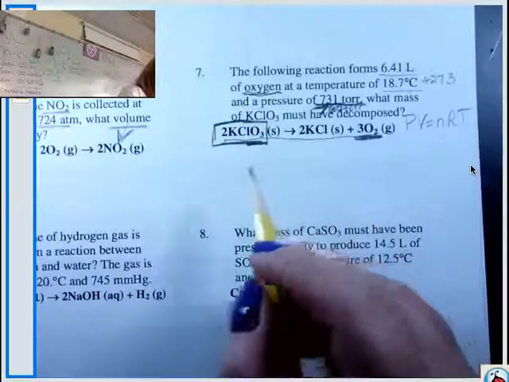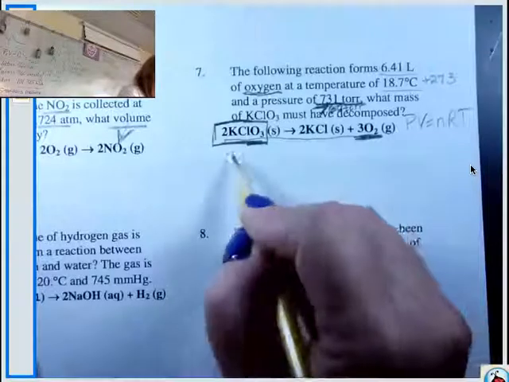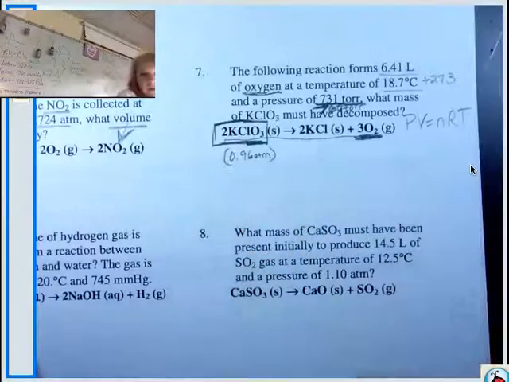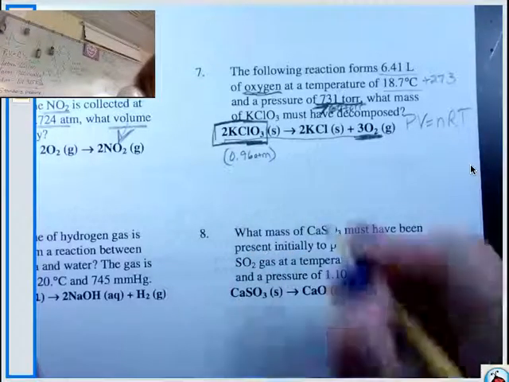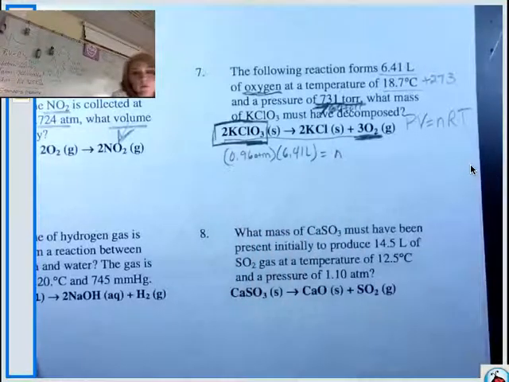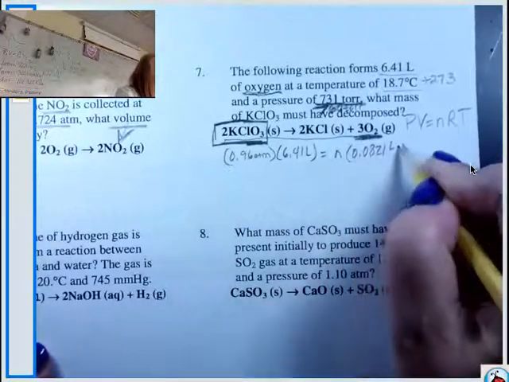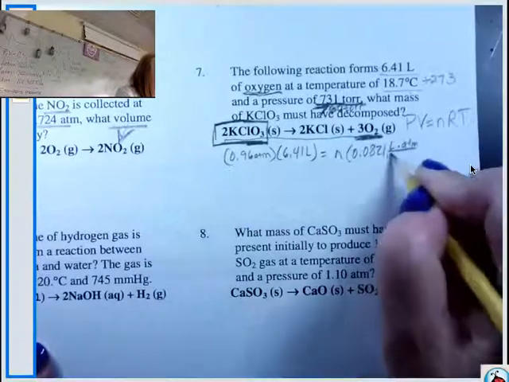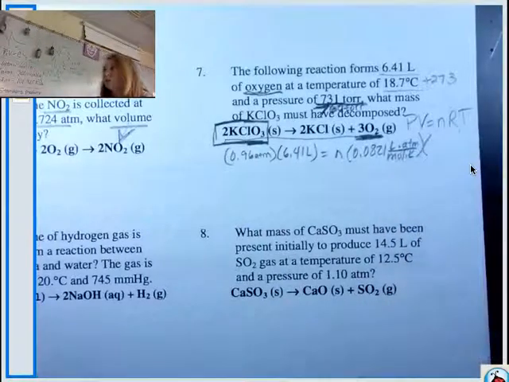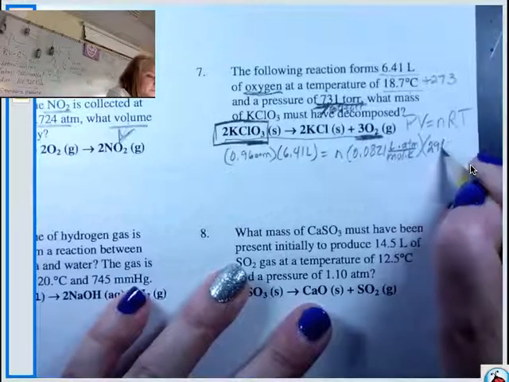Okay, so I'm going to go ahead and start plugging stuff in. Who has the pressure after you divided? Okay, so 0.96 is the pressure, in ATMs. And then we're going to multiply that times the volume, which is 6.41 liters, equals N, which we don't know. That's what we're looking for. Our R value is 0.0821 liters times ATMs over moles times Kelvin. And then our temperature, what do we have for our temperature? 291.7, okay? And that's in Kelvin.